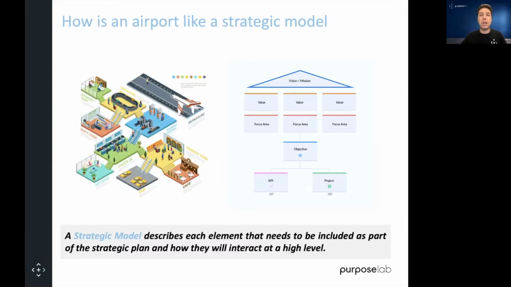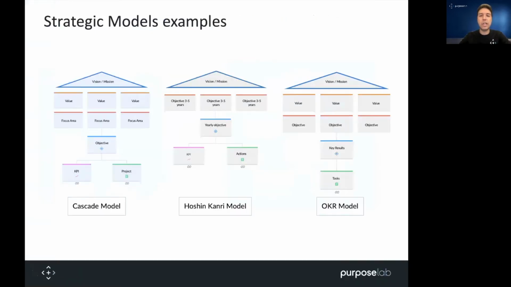Well, that is the same concept that we want to be thinking about when we think about a strategic model. When we think about a strategic model, we are thinking about what are the different elements that we will need to be having and that will need to be included as part of the plan. And yes, how they will be interacting, but at a very, very high level. So let's take a look at some of the most common strategic models.